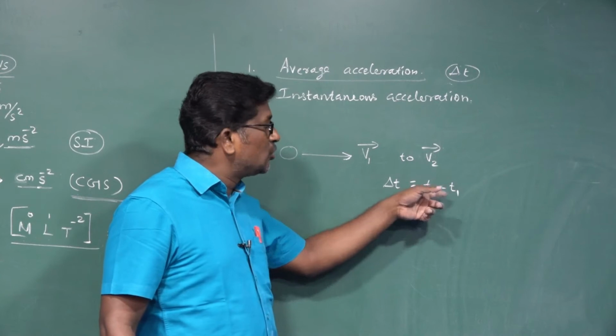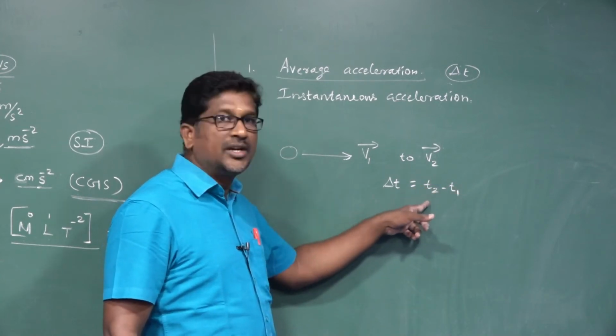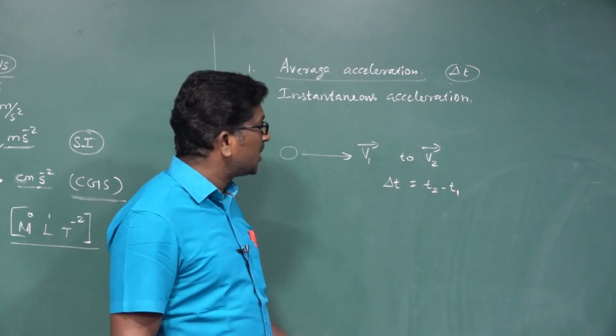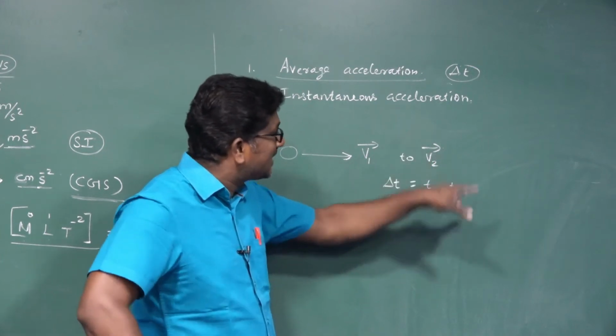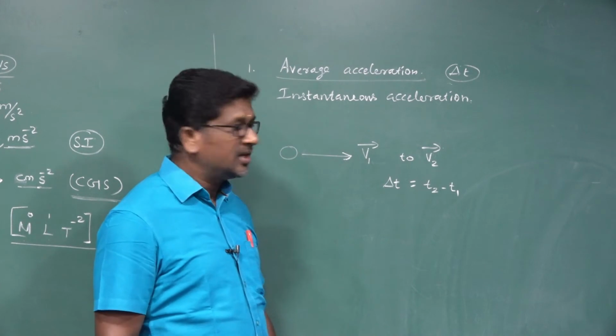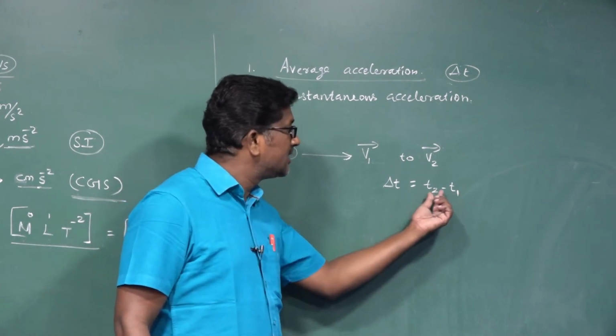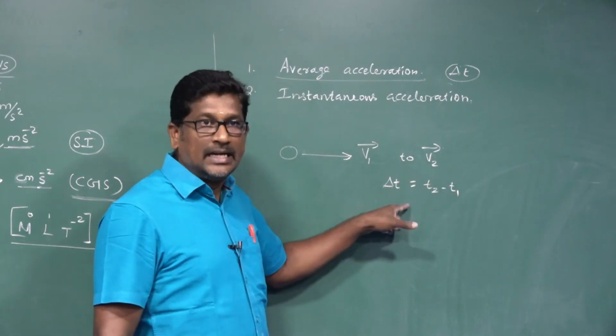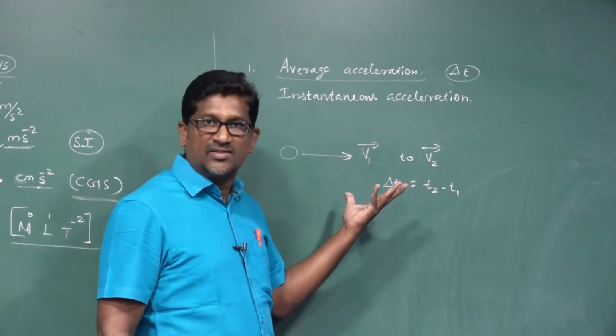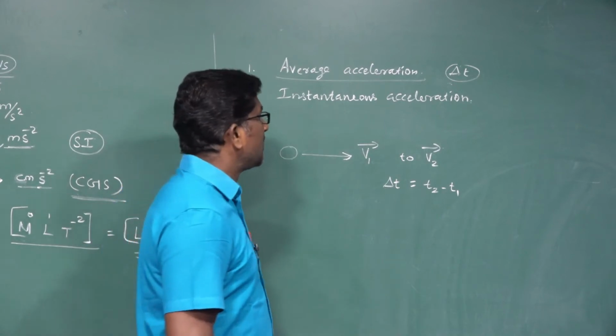So del t is equal to t2 minus t1. What is t1 and t2? The velocity of the particle is v1 and v2 at the times t1 and t2. So the change in velocity is v2 minus v1, and t2 minus t1 can also be written as del t. So del v is the change in velocity.